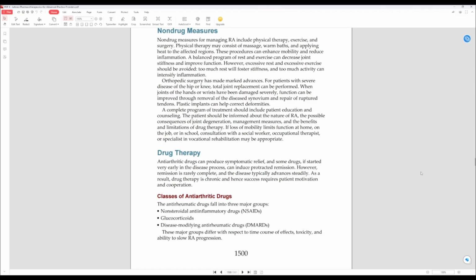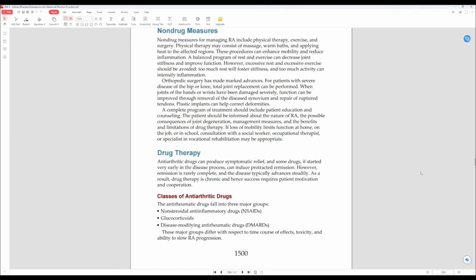Orthopedic surgery has made marked advances. For patients with severe disease of the hip or knee, total joint replacement can be performed. When joints of the hand and wrist have been damaged severely, function can be improved through the removal of the diseased synovium and repair of ruptured tendons. Plastic implants can also help correct some of the deformities.